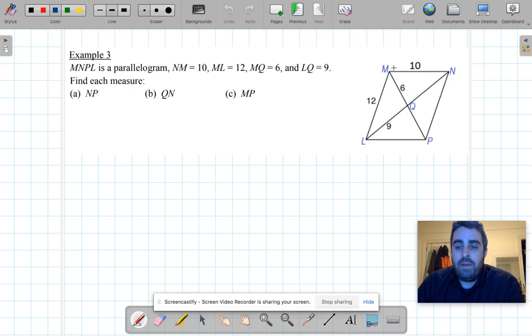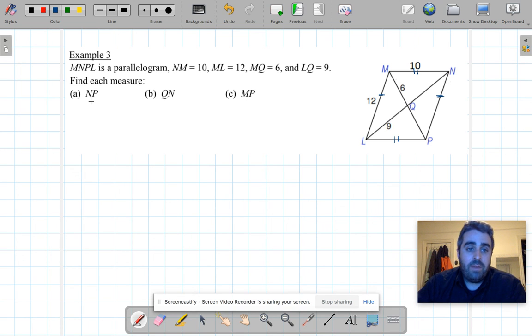So now we're asked to find some side lengths. So MNPL is a parallelogram. NM is 10, ML is 12, MQ is 6, and LQ is 9. Find each measure. Sorry, not angle. So we're actually finding segment measures here: NP, QN, and MP. So we know a couple things. One of the properties of a parallelogram is that the opposite sides are congruent. So therefore, I know that ML is congruent to NP. I also know that LP is congruent to MN. So that might help us.